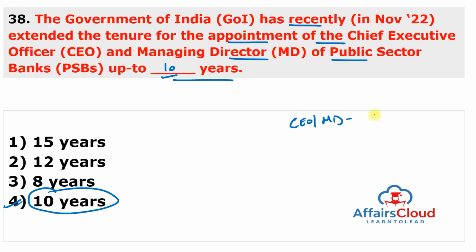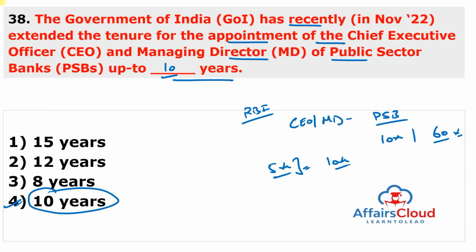and Managing Director of the public sector banks to 10 years from the previous 5 years, subject to the retirement age of 60 years. His initial term in office must not exceed 5 years and it may be extended up to a total period, including the initial term, of not more than 10 years, as the Government of India may designate after consulting with the Reserve Bank of India.